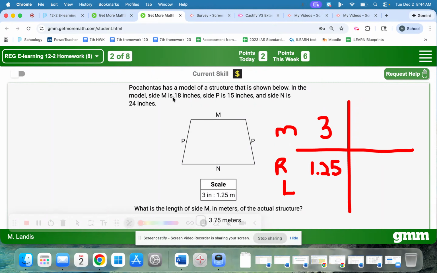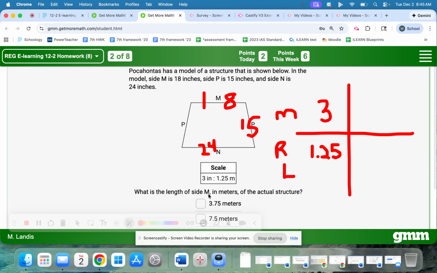Pocahontas has a model of a structure that is shown below. The model, side M, is 18 inches. So that's this guy right here, 18 inches. Side P is 15, side N is 24. P is 15, N is 24. Okay? What is the length of side M in meters in the actual structure? Okay, so the only one of these that we're worried about is side M, so that's the 18.